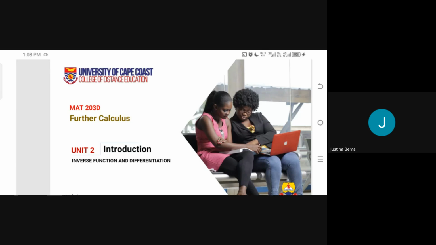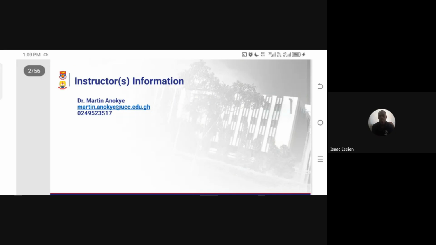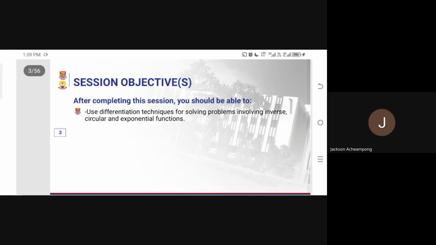Okay. So the next thing we'll be looking at is inverse function and differentiation. Inverse function and differentiation.